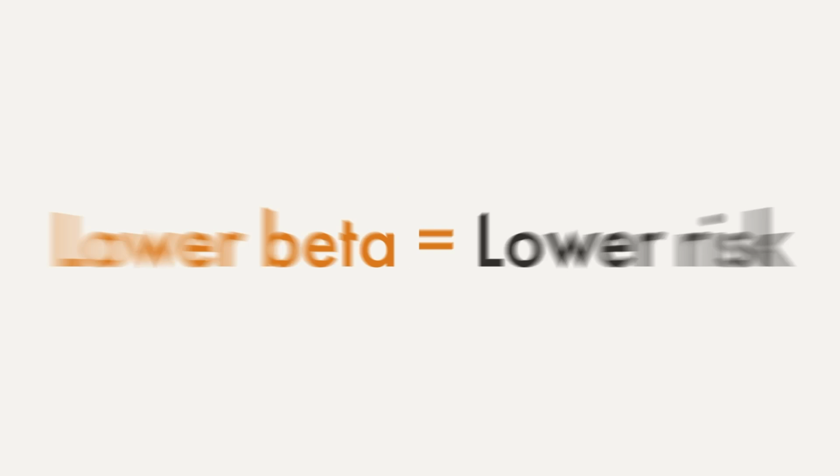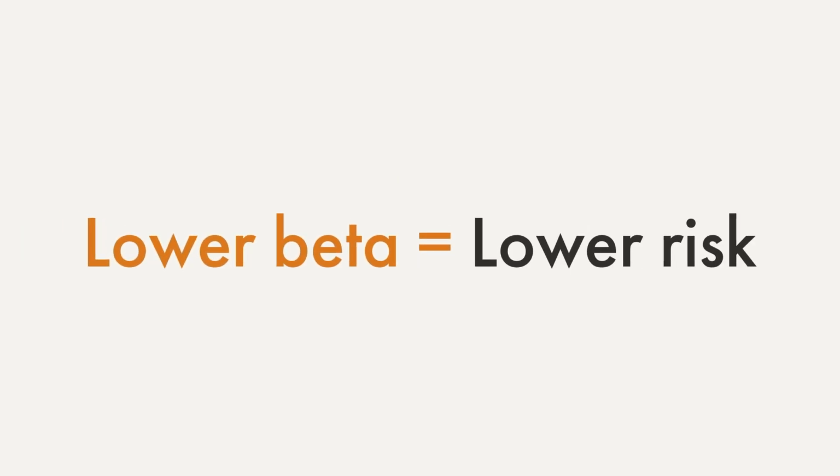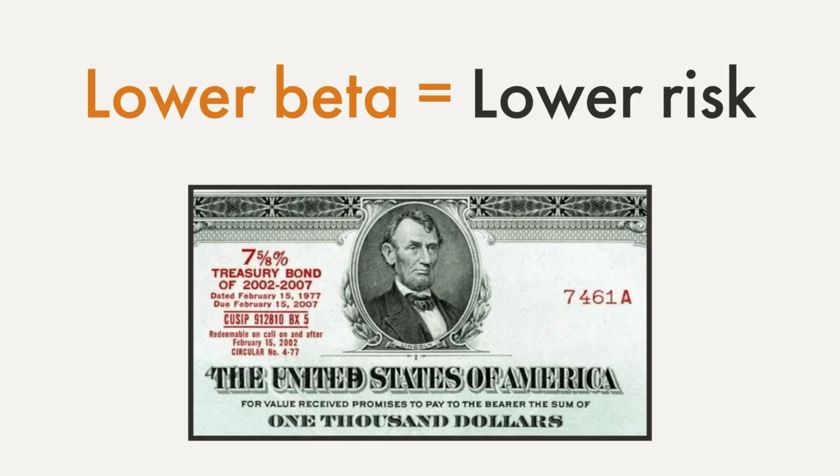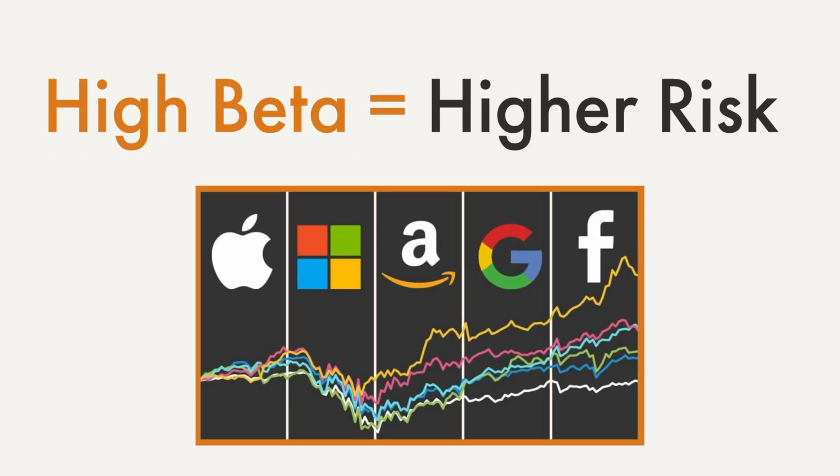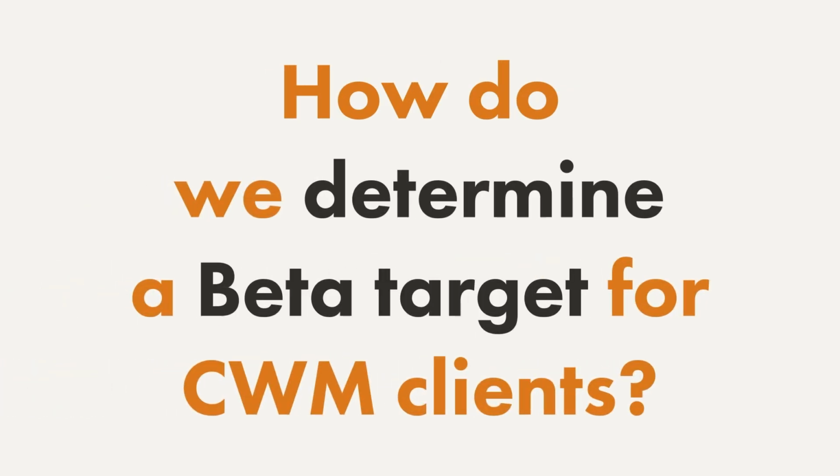If we set a low beta, portfolios will hold historically less market-sensitive assets like U.S. Treasury bonds. In times where a higher beta makes sense, riskier investments like high beta tech stocks may be a good fit. Finally, how do we determine a beta target for CWM clients?